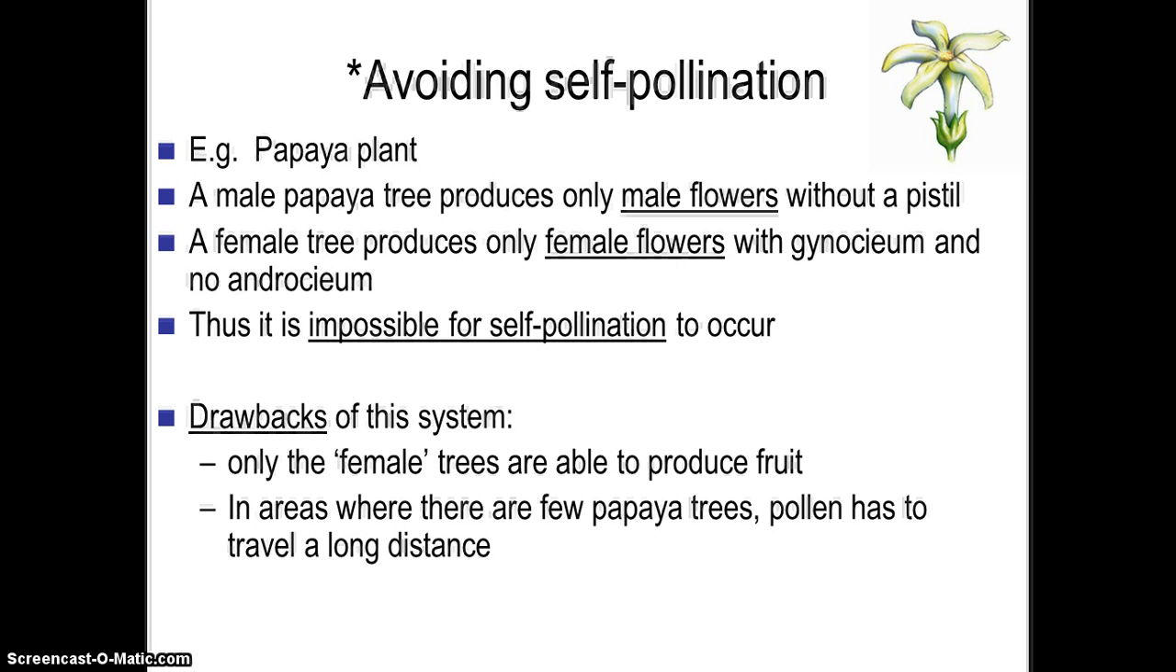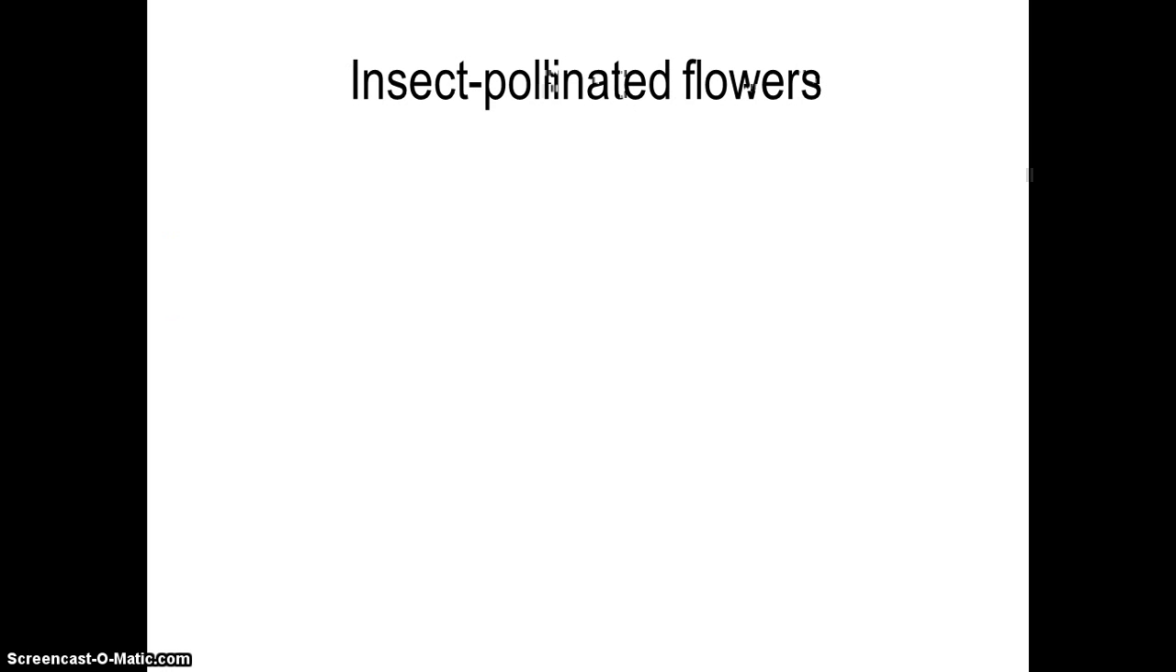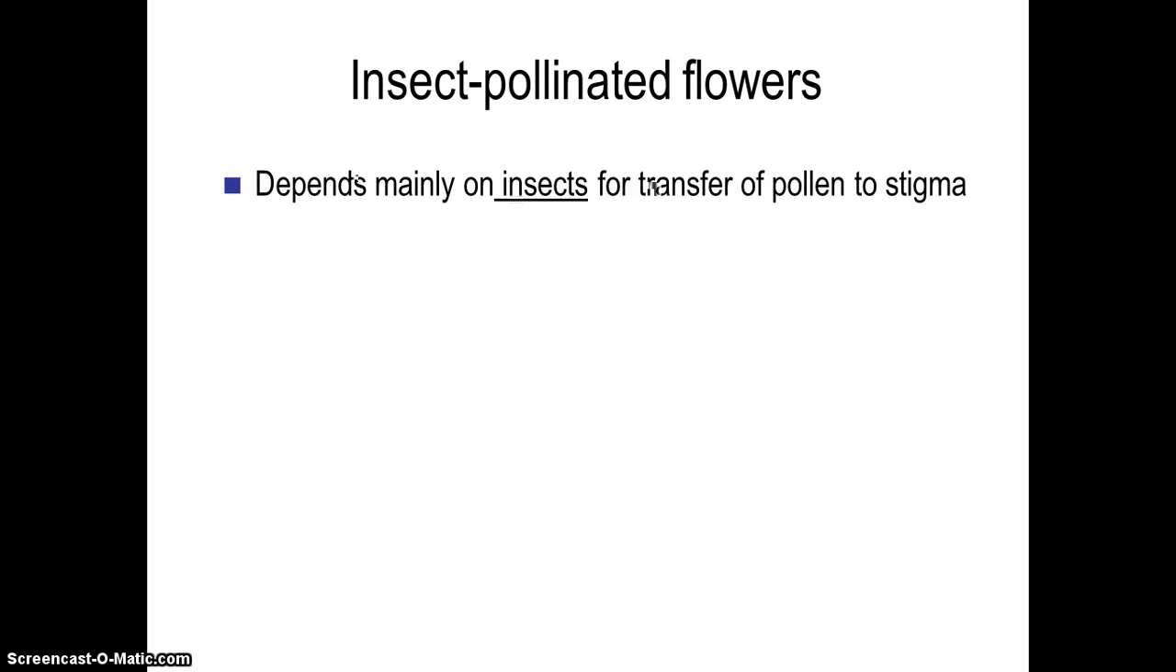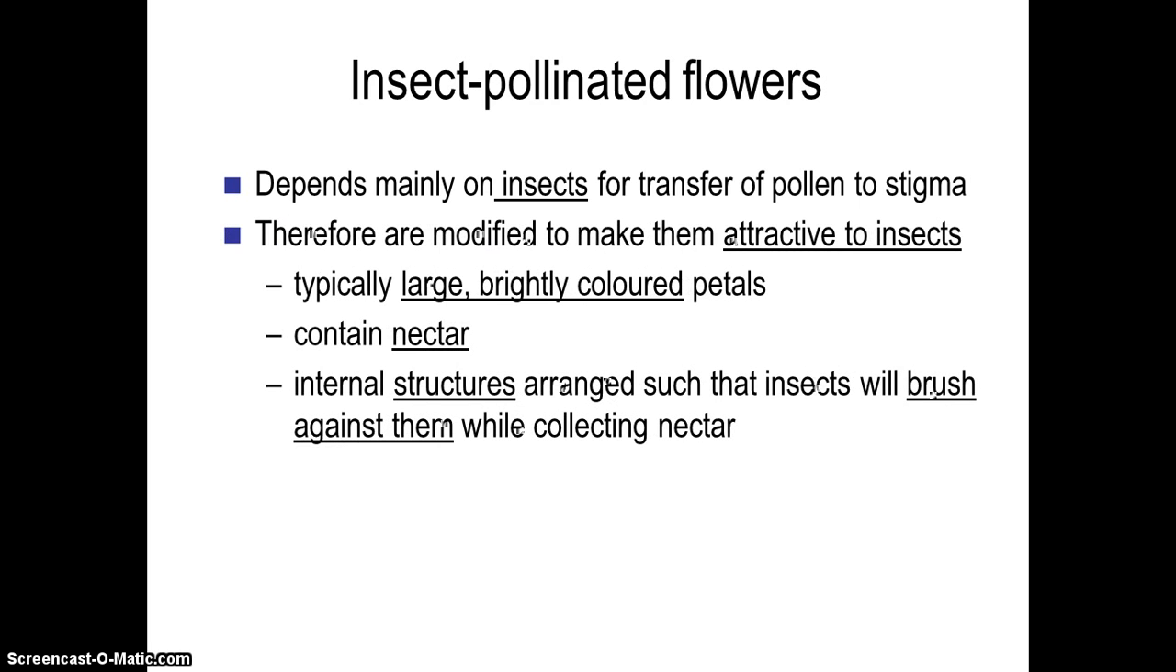Cross-pollination requires external factors, for example, insects and wind, to help in pollination. Let's look at the insect-pollinated flowers. They depend mainly on the insect for transfer of the pollen to the stigma. So some modifications are made on the flowers to make them attractive to the insect, for example, large brightly colored petals and nectar. Some of the internal structures are placed so that the insect will brush against them while collecting the nectar.